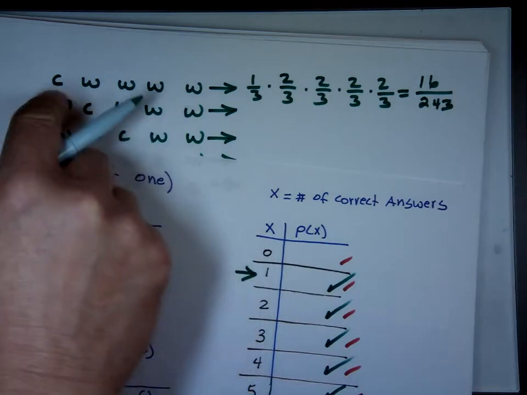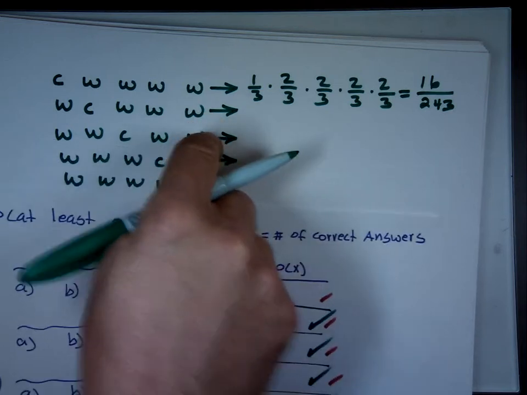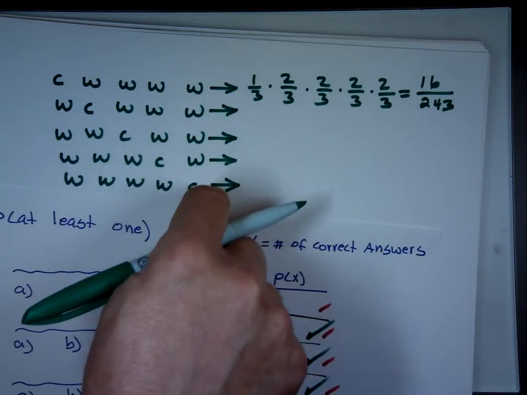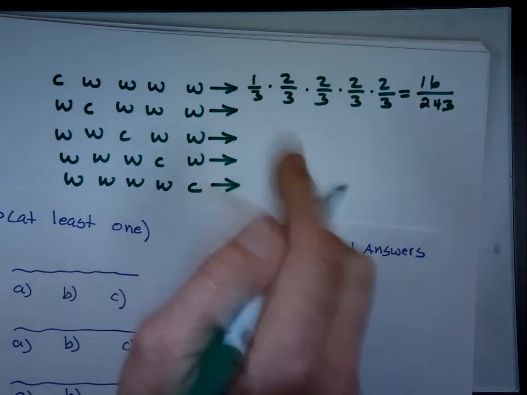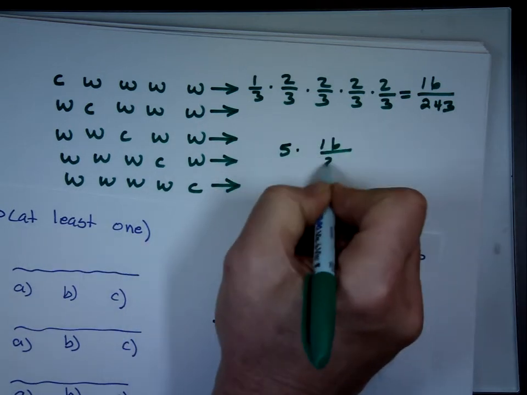But that's for this case. And it's going to be the same thing for this, the same thing for this, the same thing for this, the same thing for that one. So it's going to be 5 times 16 over 243.